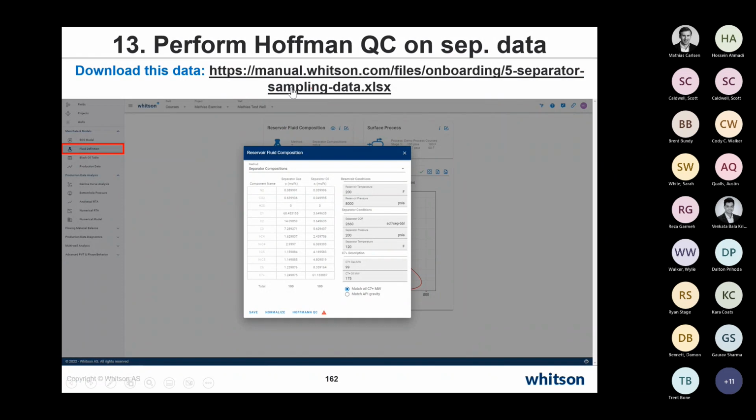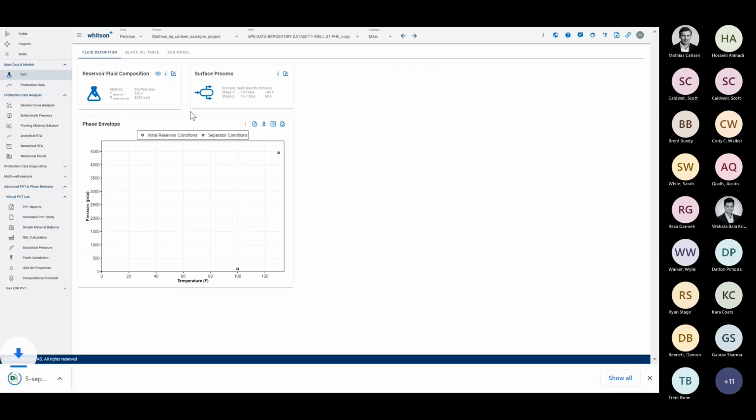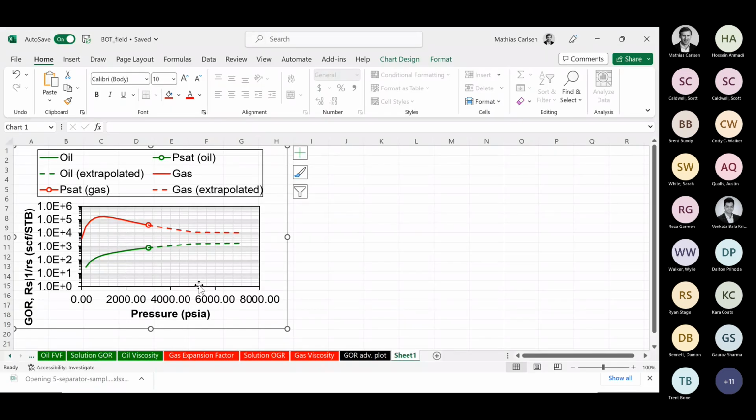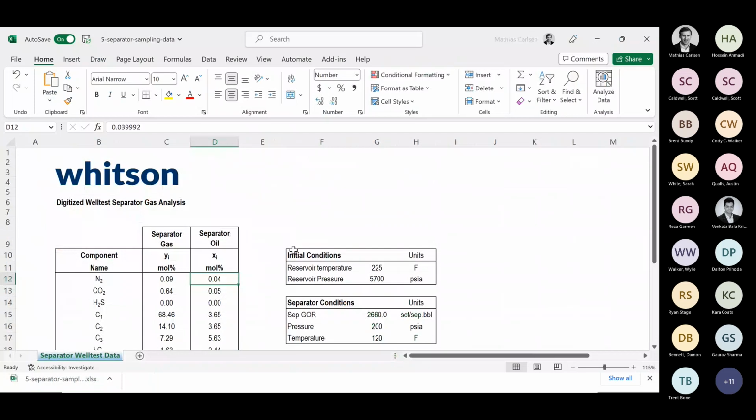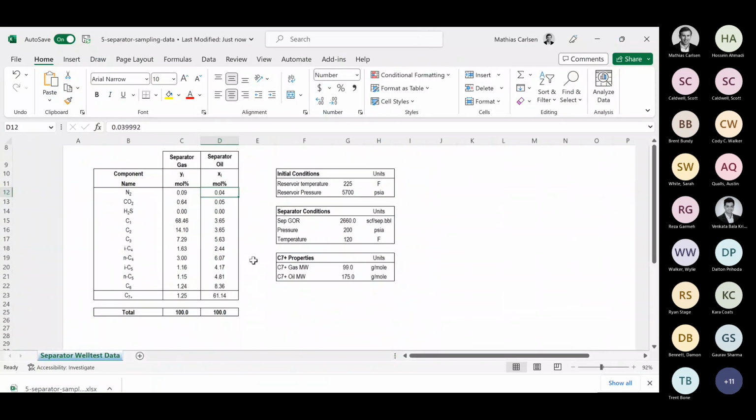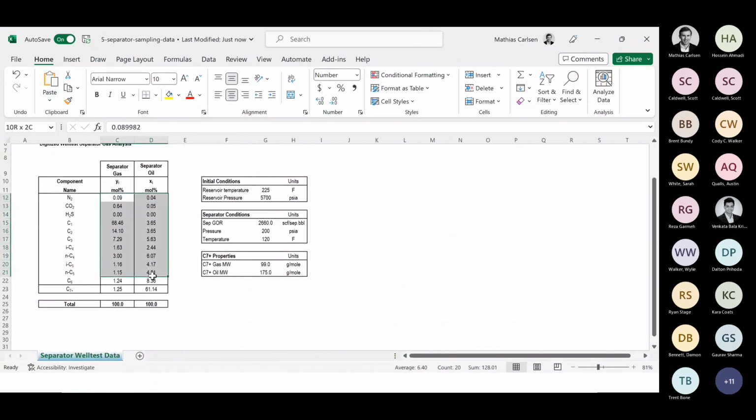This link will download some data, just an example of separator data. It's very common in a lot of basins where you have separator sampling data. It's very, very inexpensive to get this data up to C7.